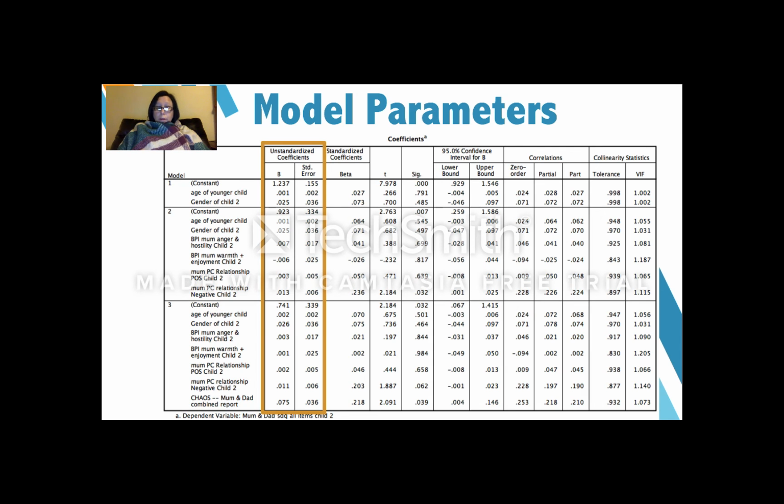And we're only going to use the b-values because they tell us the relationship between the child's problem behavior over and above parenting and each predictor. And so if the value is positive, we can tell there's a positive relationship between the predictor and the outcome, whereas a negative coefficient represents a negative relationship.